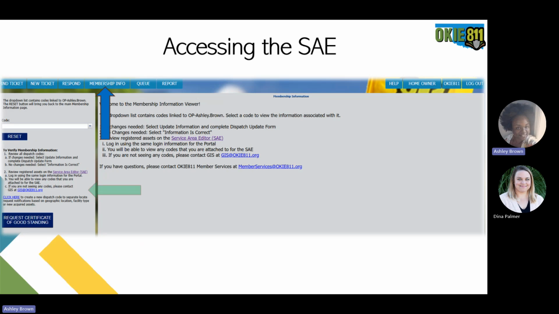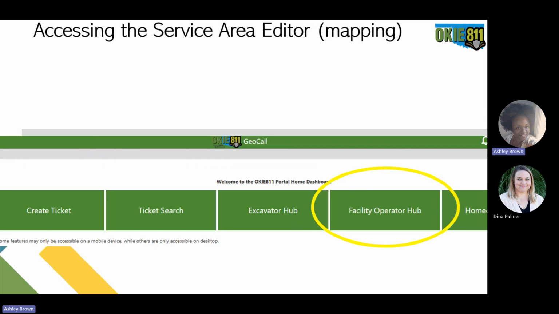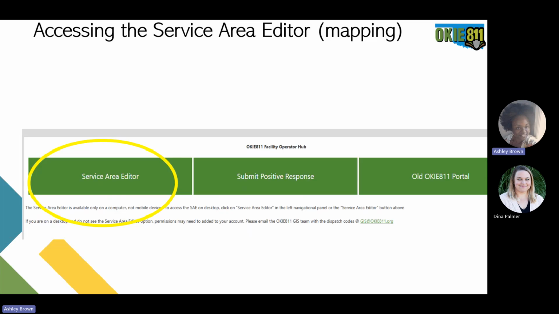And then you'll choose the service area editor link that's in step number 2 on the left side of the screen, or the service area editor link that's in step number 3 in the middle of the screen. Both of these links will take you to the new portal so you can begin using the SAE. And then once you get to that SAE main screen or home screen, you're going to sign into the new portal with your OP- username and your password. Once you're signed in, you'll select Facility Operator Hub, and then you're going to choose Service Area Editor.